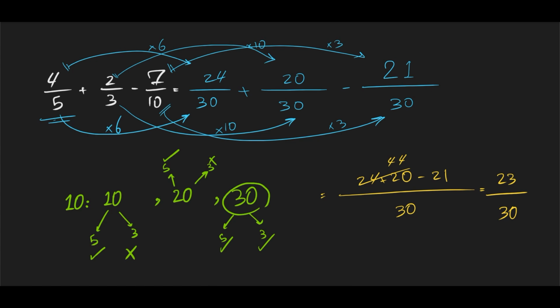And since 23 and 30 don't share any common factors besides 1, we know that our answer is in its simplest form and we don't have to simplify anything.